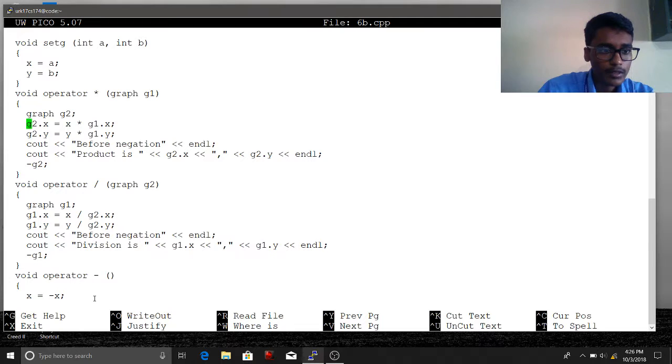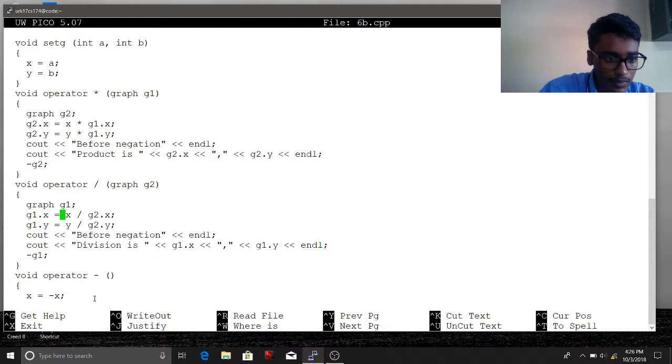The first operator is the multiplication operator, which multiplies the respective x coordinates and stores it in g2.x, and the y coordinates are multiplied and stored in g2.y, and the output is displayed before negation. And after this the product is displayed.